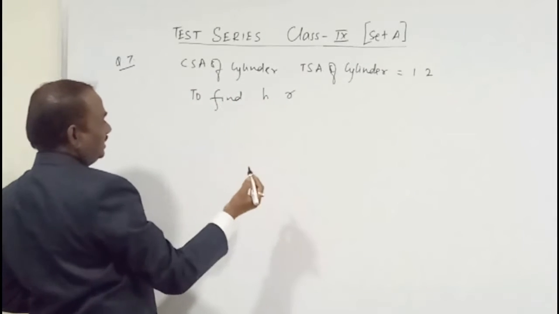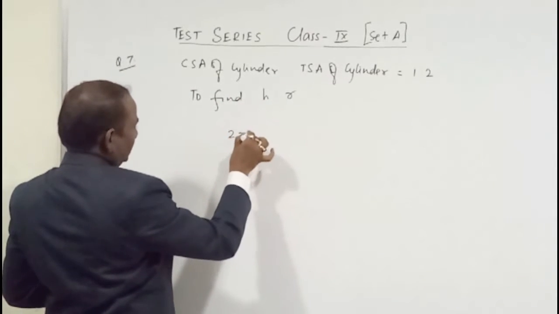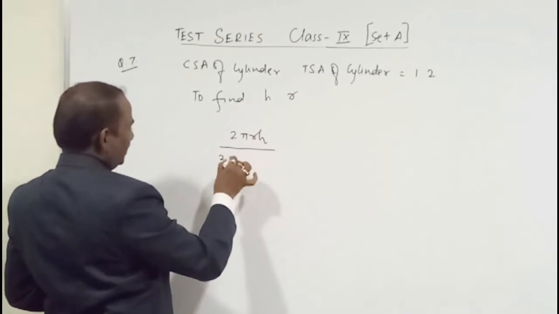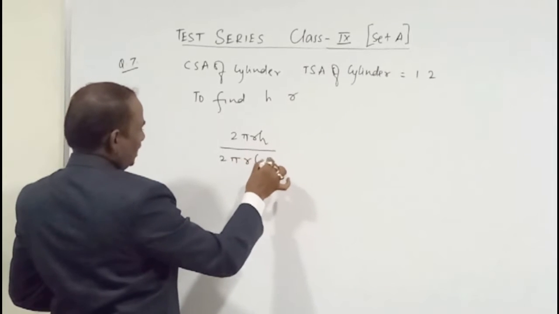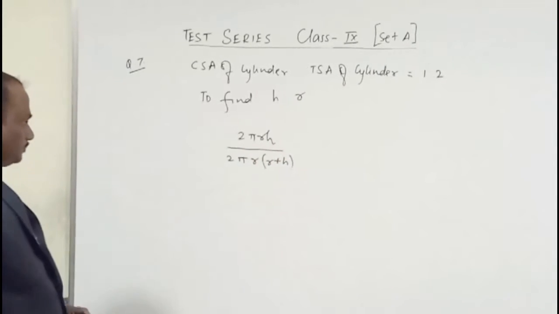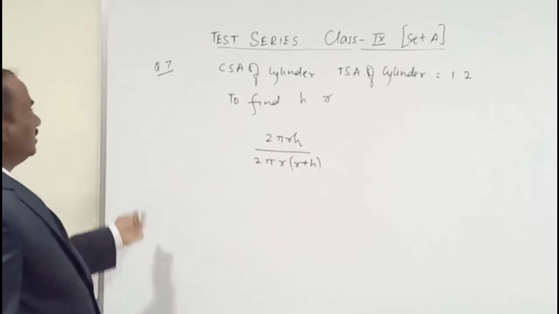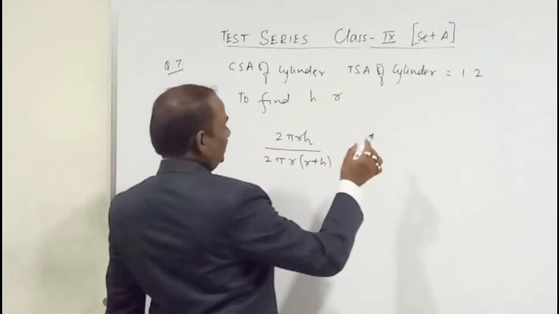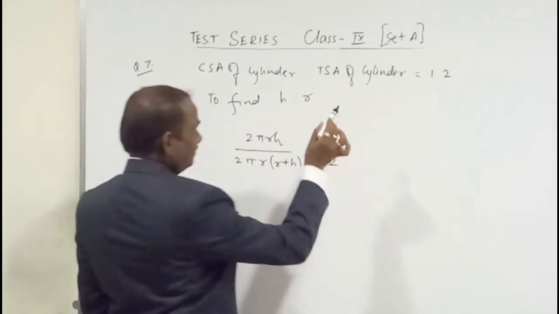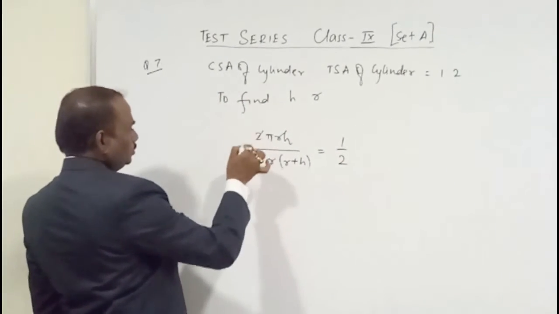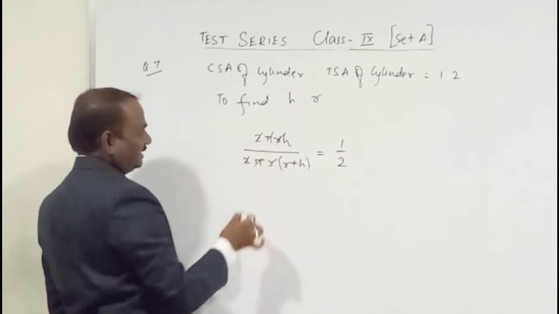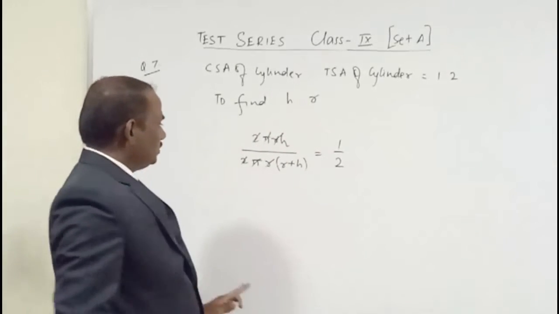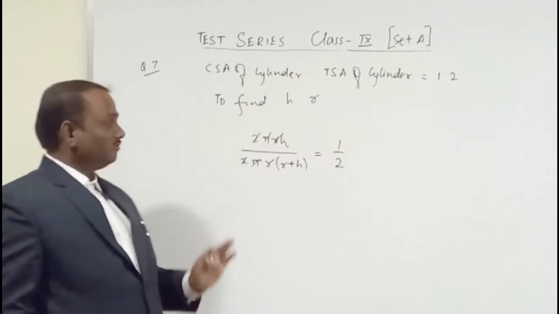Curved surface area of cylinder, as you know, the formula is 2 pi RH, and total surface area of cylinder, as you know, is 2 pi R into R plus H. So this is the basic relation between the basic formulas of curved surface area and total surface area. Now, if I take this as 1:2, that is 1/2, I can see that 2 pi and R get cancelled. Now, if I want to find a ratio of H is to R, I need to separate them so that we can find the ratio.